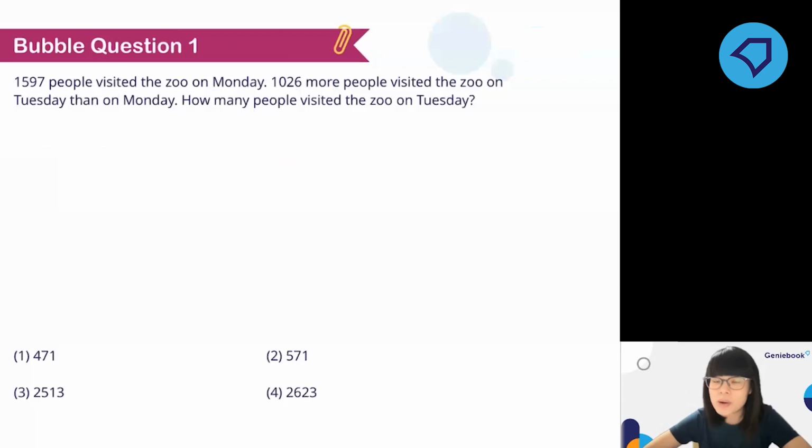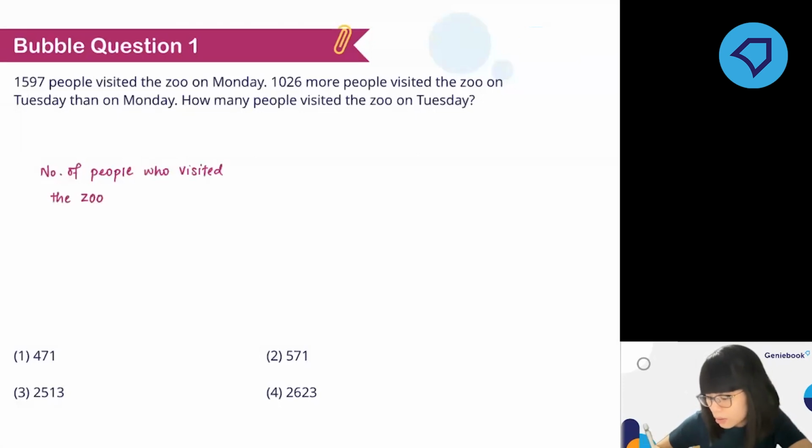1,597 people visited the zoo on Monday. 1,026 more people visited the zoo on Tuesday than on Monday. How many people visited the zoo on Tuesday? 1 minute, your time starts now. Let's go. The number of people who visited the zoo on Tuesday. Right? So you're comparing Monday and more on Tuesday.